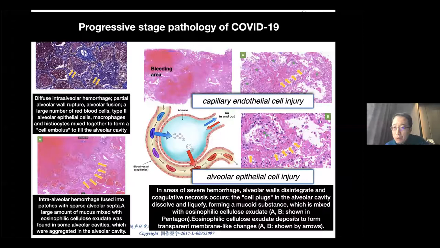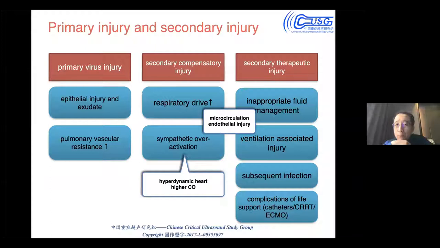And then alveolar epithelial cell injury is in the very beginning. So the primary plus the secondary, maybe plus one, is the key point of lung injury in COVID-19 patients. This slide tells us about primary injury and secondary injury. The first one, in the very beginning, is primary virus injury, and then secondary compensatory injury, and then secondary therapeutic injury.